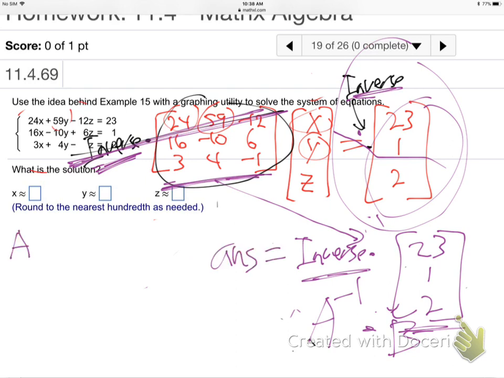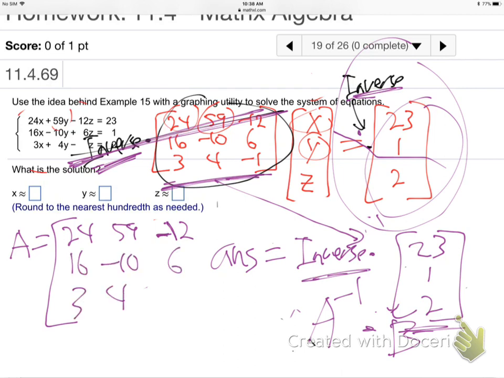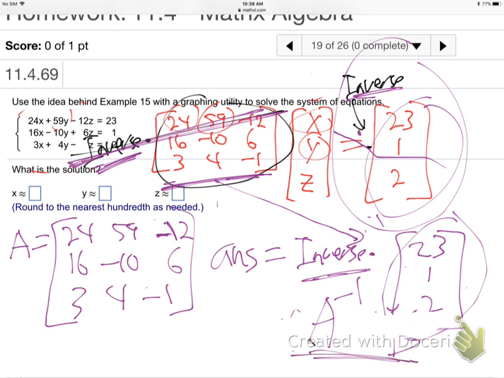I'm saying let matrix A be the original one, the 24, 59, minus 12, 16, minus 10, 6, 3, 4, minus 1. Let that be matrix A. Let matrix B be the 23, 1, 2 column matrix, up and down. And your answer is going to be A inverse times B. And boom, you'll have all three answers, A, B, and C. You will solve the 3 by 3 that quick. The power of matrices. So A inverse times B will be your answer.